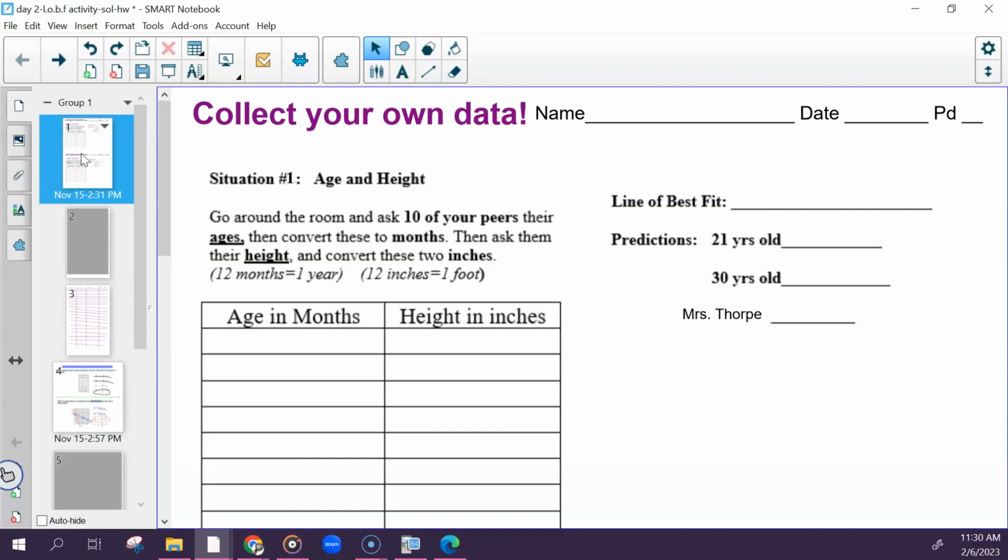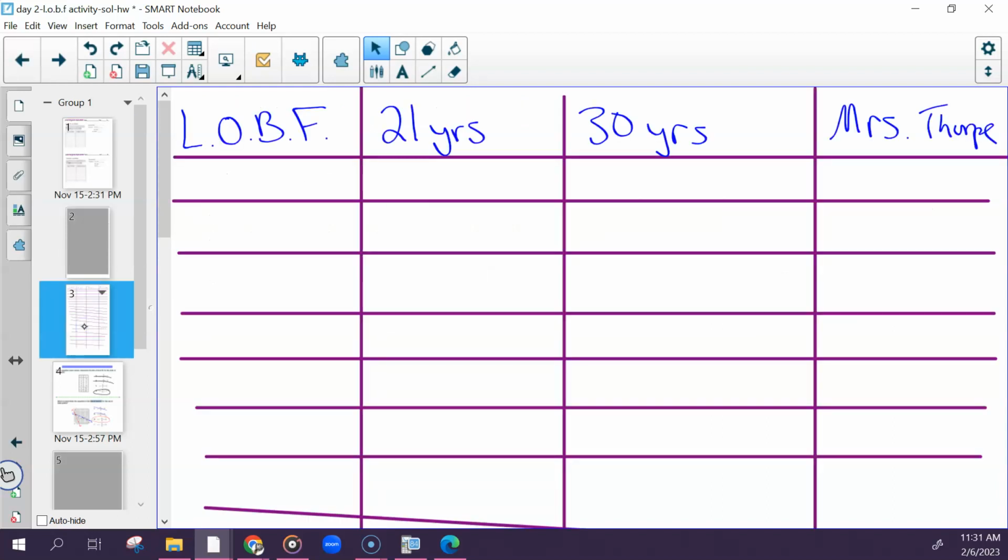Then you're going to use your data to find the line of best fit. Then you're going to use that line of best fit to make a prediction on how tall a 21-year-old would be, a 30-year-old, and then I'm not going to tell you my age, you can guess. Guess how tall I am based on your data. Anyone have questions on what you're doing and how you are doing this? Alright, I'm going to give you let's say 15 to 20 minutes to do this. Go ask people. Once you have finished, I want you to come put your line of best fit, your 21 years, 30 years, and predictions up here.